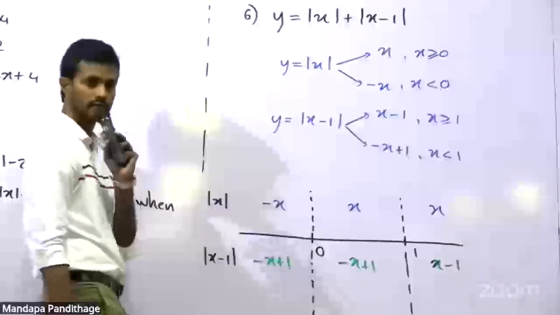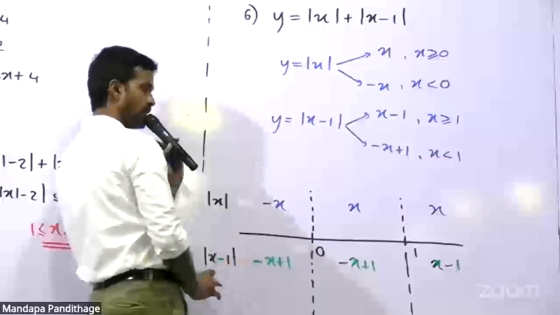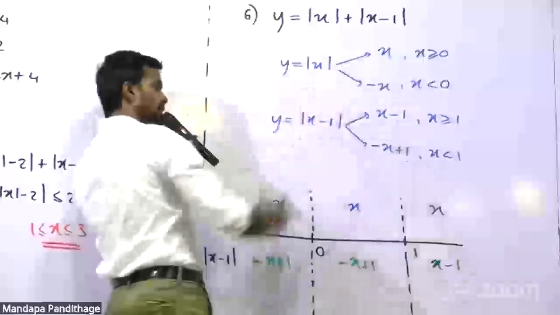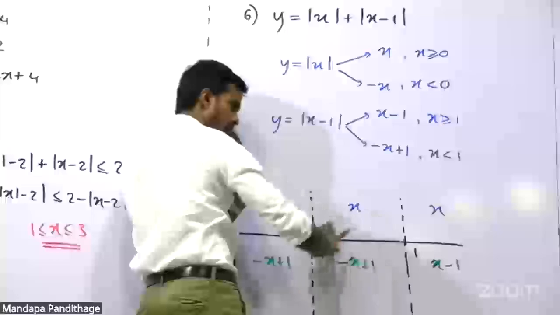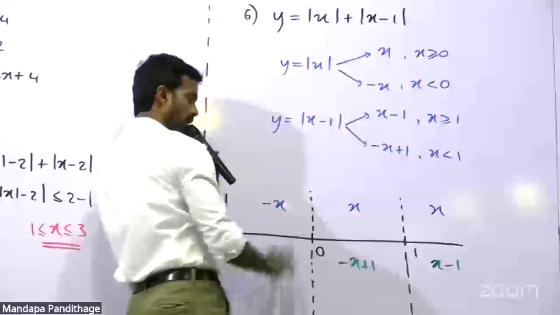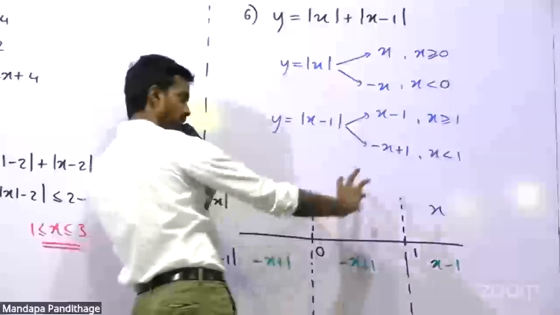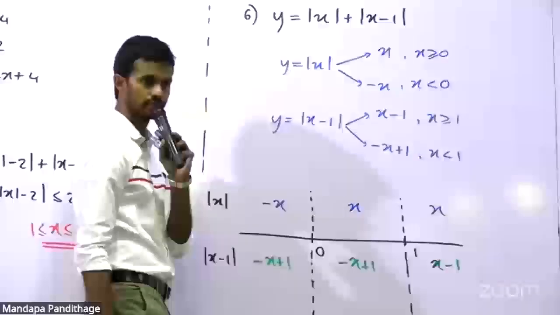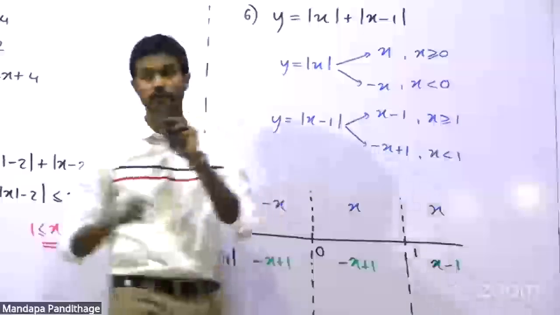Is it clear? So first thing, we have to write the definition of the moduli in the ranges that we have taken based on the turning points. So we have two turning points. Mark the turning points on the number line, on a rough number line. And then you have to write the definition of the moduli in these ranges based on their basic definition. Okay, hands up if this part is clear. Okay, then let's do it this way.